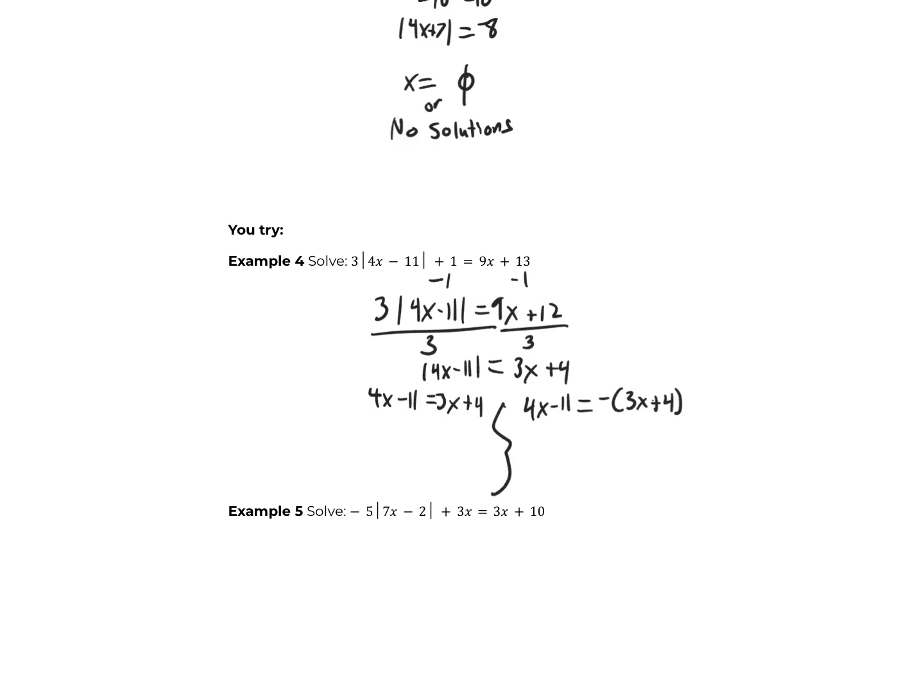We can subtract 3x from both sides. So we get x minus 11 equals 4. Add 11 to both sides. You get x equals 15. And then distribute that negative. 4x minus 11 equals negative 3x minus 4. Add 3x to both sides. You get 7x minus 11 equals negative 4. Add 11 to both sides. You get 7x equals negative 7. So you end up with x is equal to negative 1.